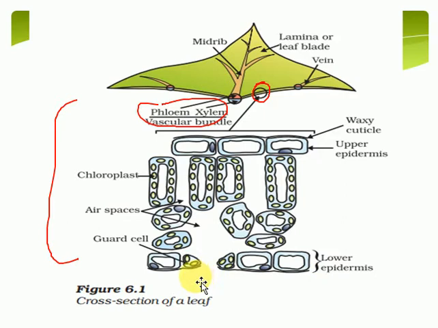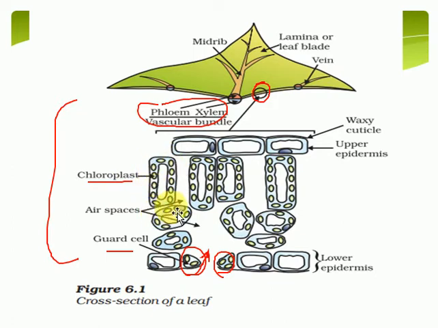Now on the lower epidermis of the leaf you can see a pore. Okay, this pore is what? Stomata, and it is formed by two guard cells. These are the two guard cells. They have named it here. There are air spaces in between, and chloroplast pigment they have shown you.